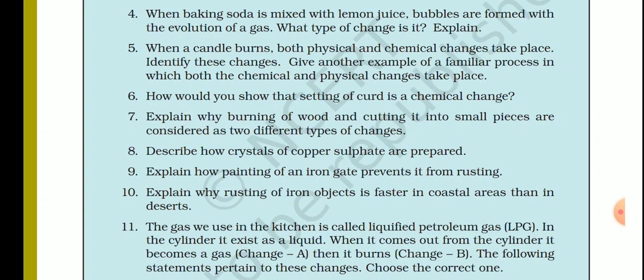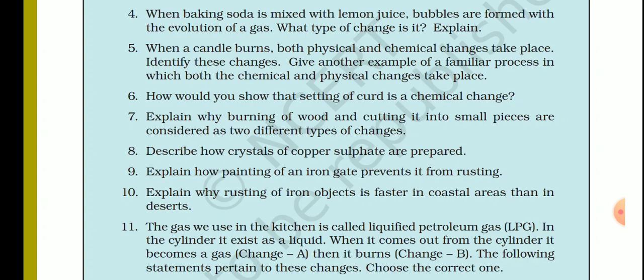Rusting of iron requires some conditions, that is presence of oxygen and moisture. In coastal areas, humidity is more in comparison to that in deserts. Hence, rusting of iron objects is faster in coastal areas than in deserts.